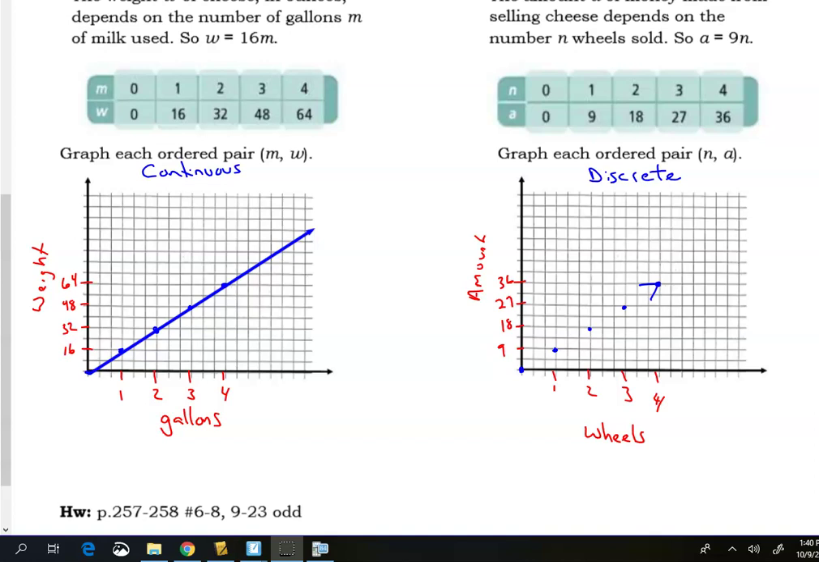What I want you to notice is my scales. Each line counts for the same amount, even though I didn't count each line for one. So I have even intervals on my X and Y axes. I have both my X and Y axes labeled, and I've discussed which one is continuous and which one is discrete. So with any time remaining, you're going to be working on your homework, page 257, 6 through 8, and 9 through 23, the odds.